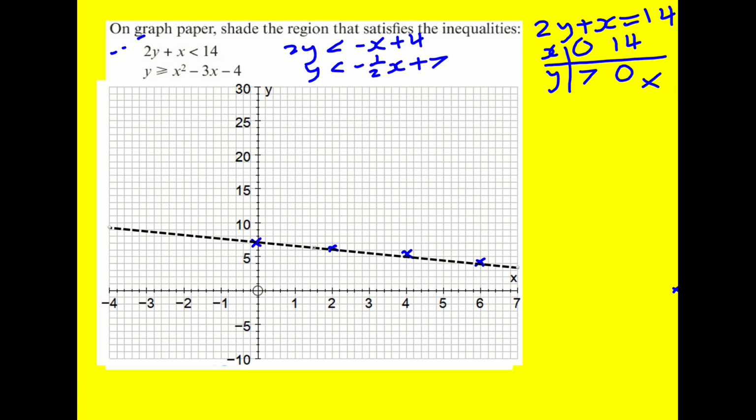Okay, that's pretty decent. We'll worry about which side of the line it is in a minute.